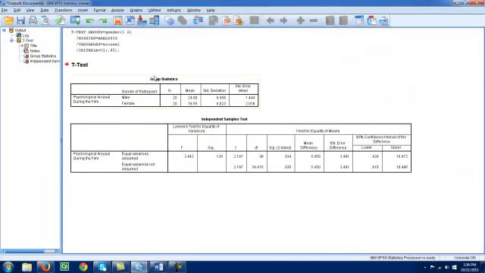So here are the results. Again, two different things. First, they're going to give you the group statistics: the number of people in each group, your mean, your standard deviation, all of those good things. That next box down is what you want to pay attention to. This is your t-test, independent samples t-test.